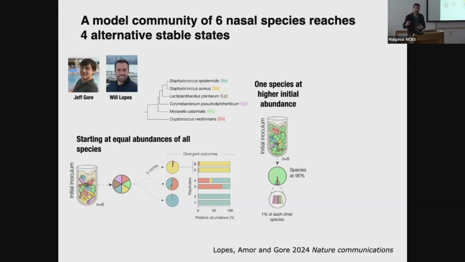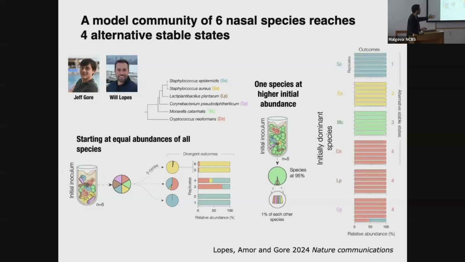So to demonstrate whether we had alternative stable states here, what he did later was to start at a 95% abundance of each of these species, with the remaining 5% divided among the other 5 species, and then he did the corresponding experiment.